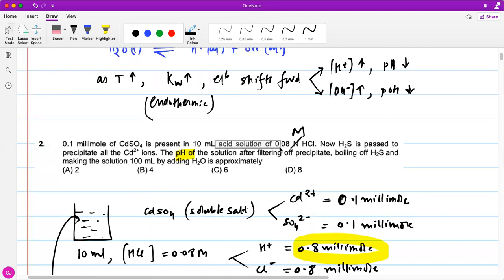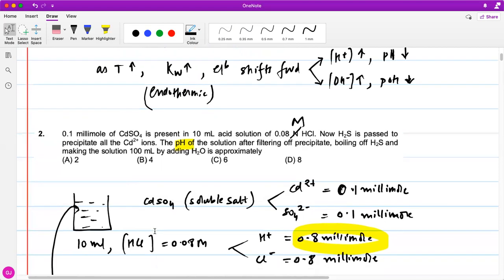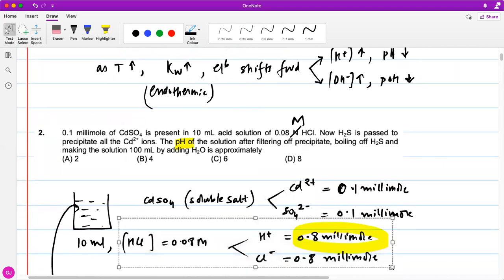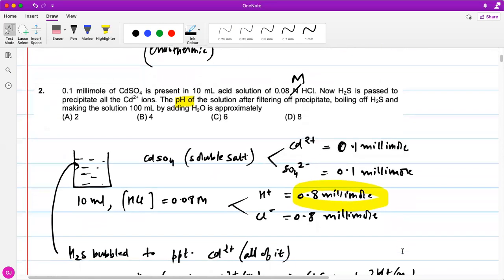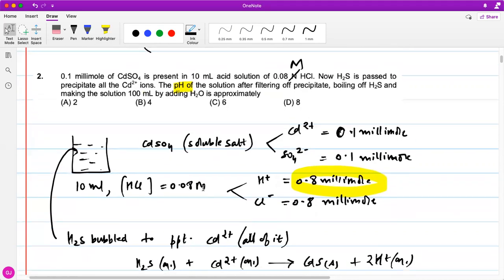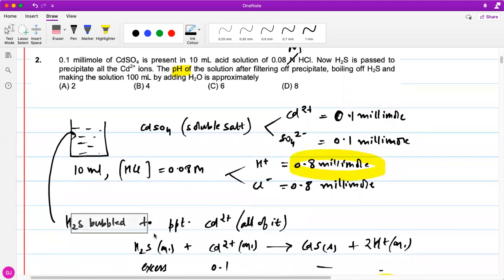Then it is also mentioned that the solution contains HCl, and its concentration was given as 0.08 normal, which you could also replace as 0.08 molar. Based on that, again, the amount of H+ and Cl- ions in the solution can be easily figured out. Now, it is saying that H2S gas is passed to precipitate all cadmium ions. How does that happen? H2S combines with cadmium to form cadmium sulfide salt.